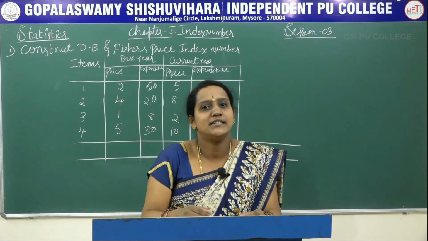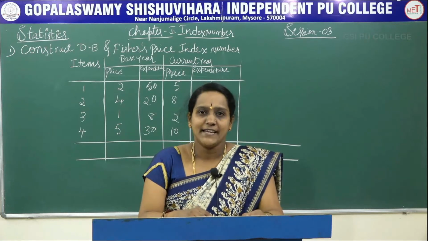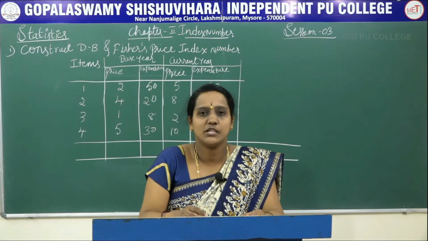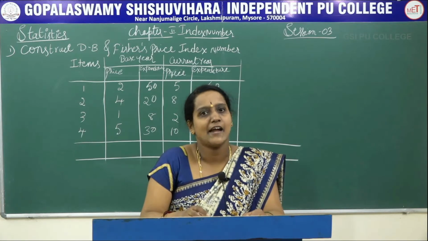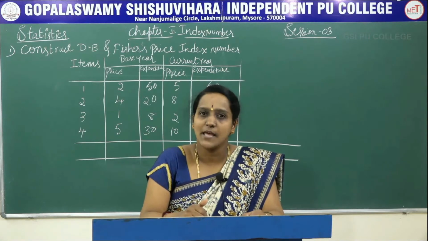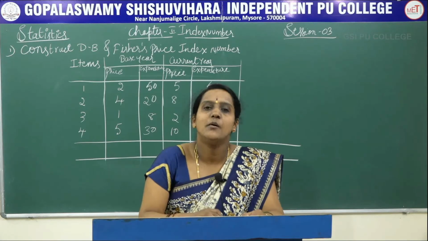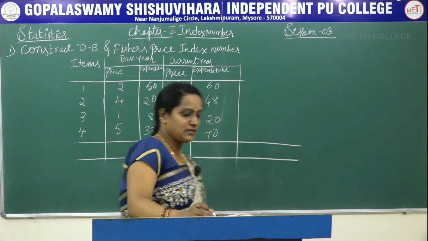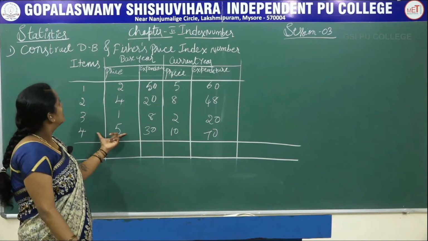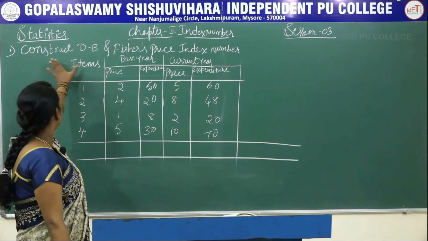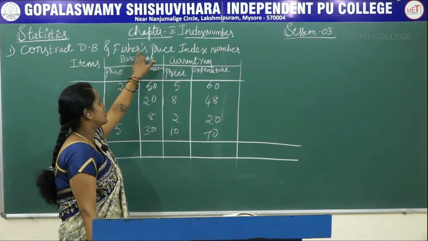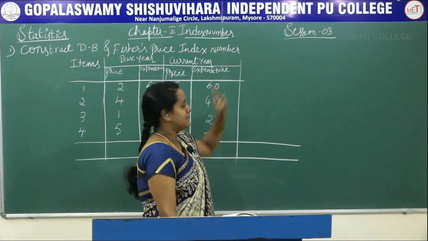Last class we discussed weighted index numbers: Laspeyres, Paasche, Drobisch-Bowley, Marshall-Edgeworth and Fisher's. In this class we are continuing the same concept with different problems. This is the problem we have. Here we have to calculate the Bowley and Fisher's price index numbers.